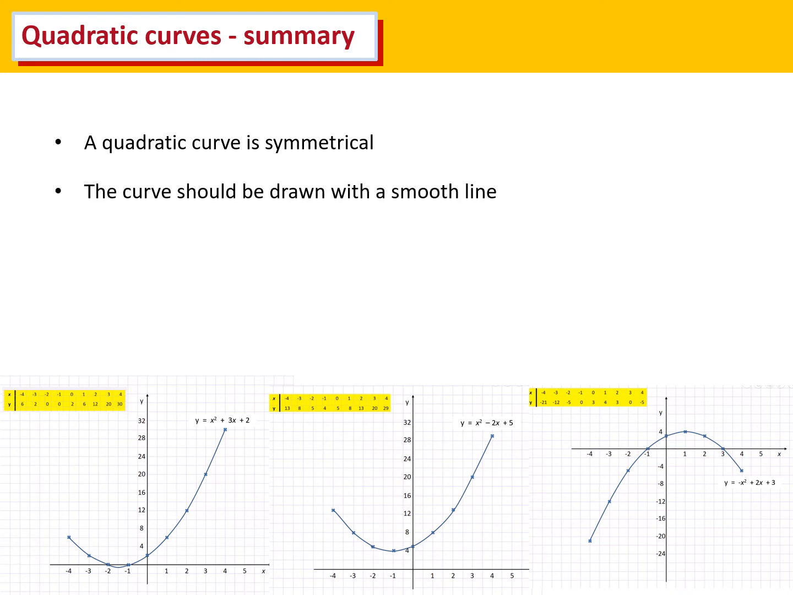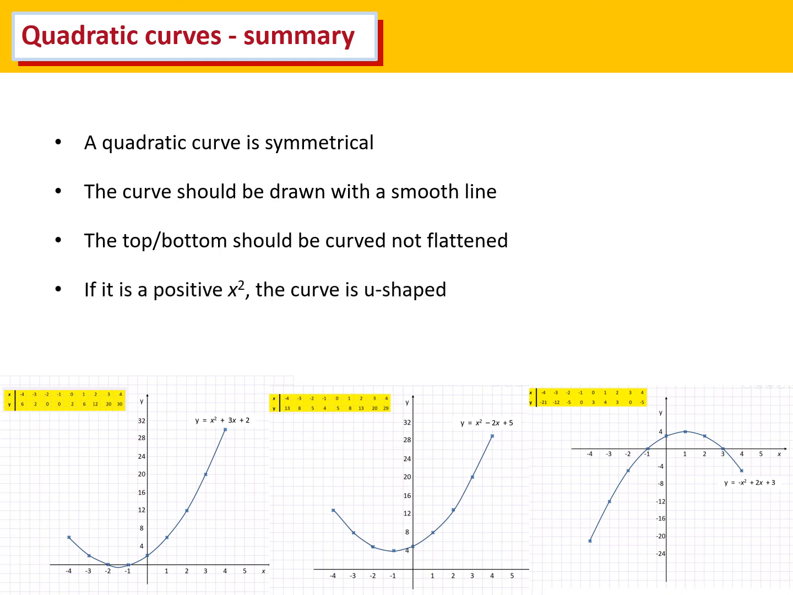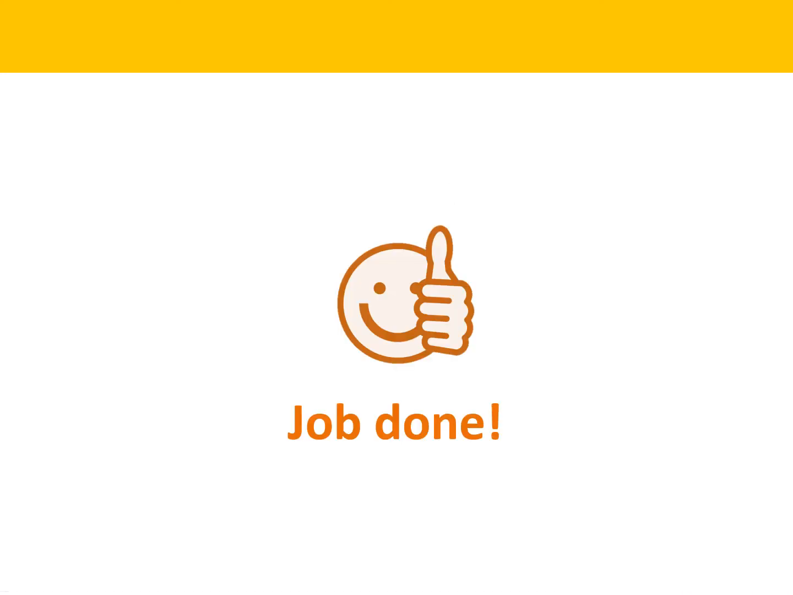Each of those curves is drawn with a nice smooth line. The turn on the curve is not flat, it's a proper turn, it shouldn't be flattened. The two curves on the left-hand side are U-shaped because they are both positive x squareds in their equation. And the one on the right-hand side is a negative x squared in the equation, hence it's n-shaped. And if there's anything about the video you haven't understood, just watch it back. And if you have, that's great, because that's the job done.